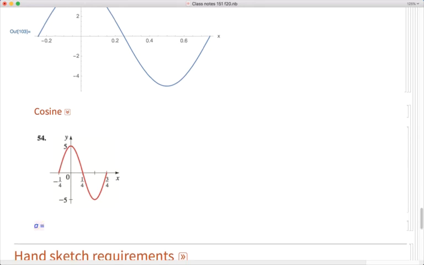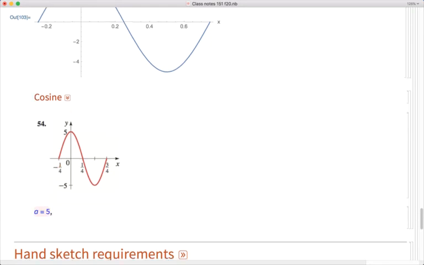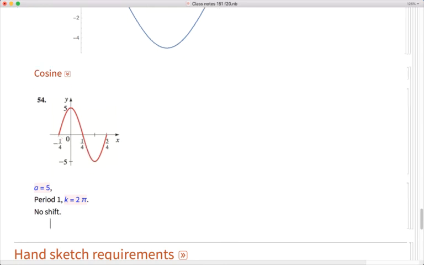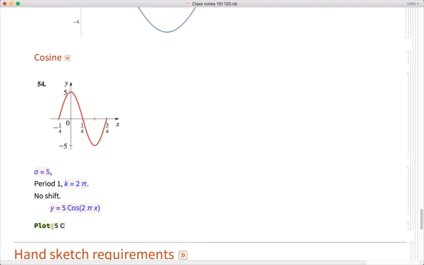the amplitude is still 5, and the period hasn't changed. So period 1, and the k is still 2 pi, with the same reasoning as before. But now for the cosine function, there's no shift. We're not shifting the cosine function. All we're doing is shifting where we choose to plot it. So y equals 5 cosine 2 pi x should also be a formula that gives us this graph. But again, what we're going to do is plot it.